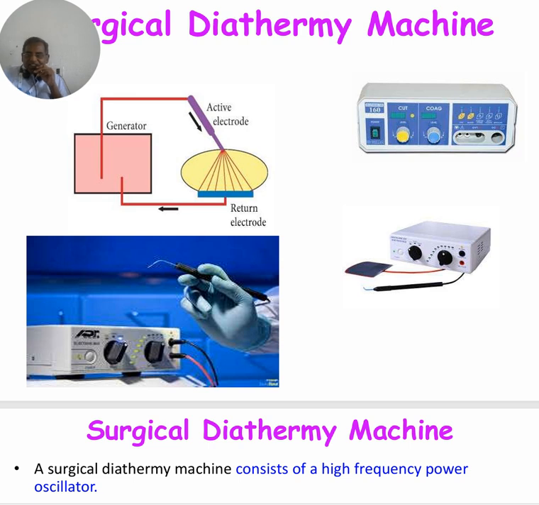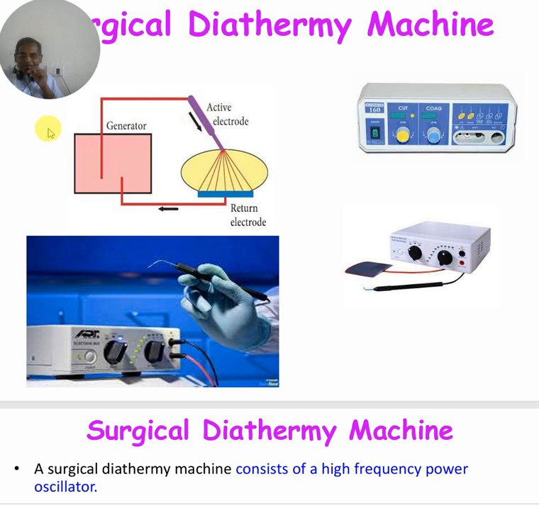In the surgical diathermy machine, as shown in the figure, there are different makes having different types of surgical diathermy. The above one is from one company, and the below one is also a surgical diathermy connected with the electrodes. A surgical diathermy machine consists of a high frequency oscillator which generates the high frequency current. From the high frequency current, it is connected to the electrode. It is called the active electrode. You see in the diagram.